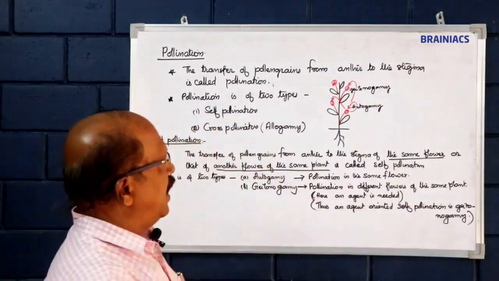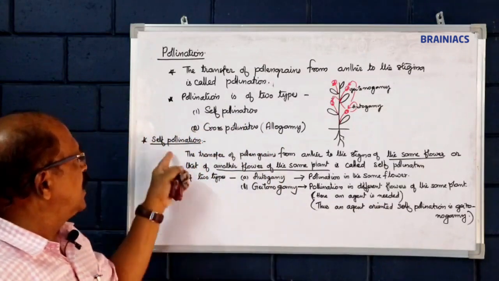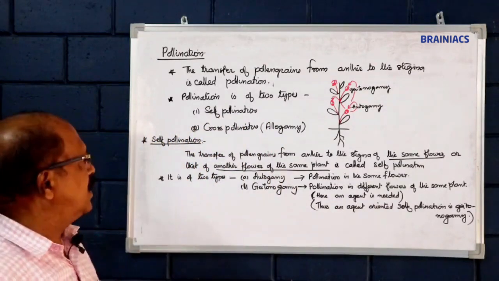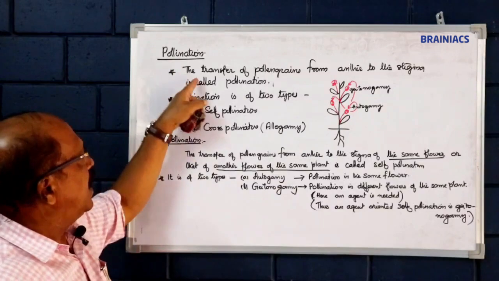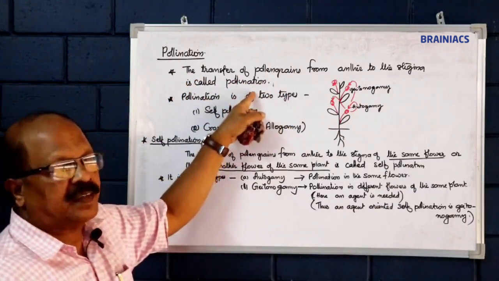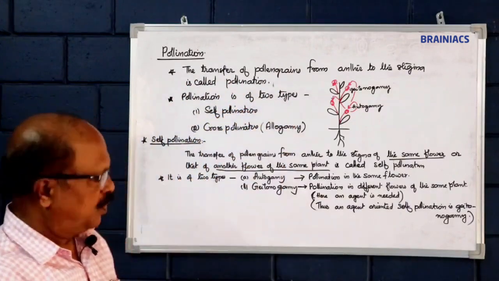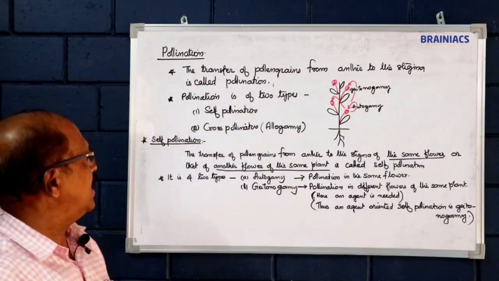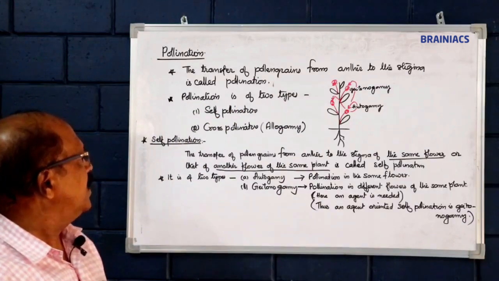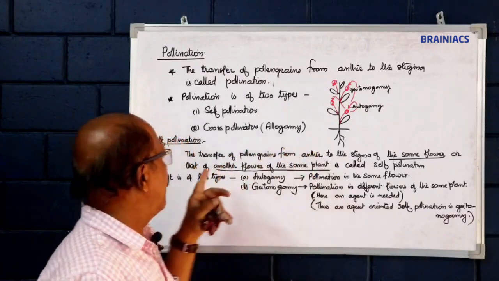Both autogamy and geitonogamy constitute self-pollination. So listen, transfer of pollen grains from anther to the stigma is called pollination. Pollination is of two types. First is self-pollination. Second is cross-pollination or allogamy or xenogamy.